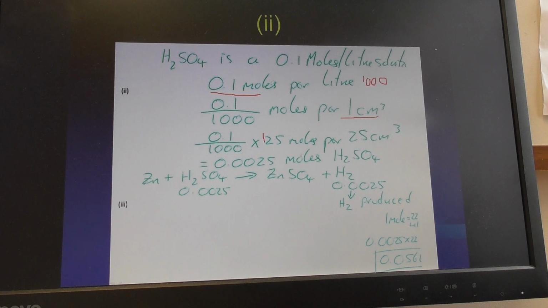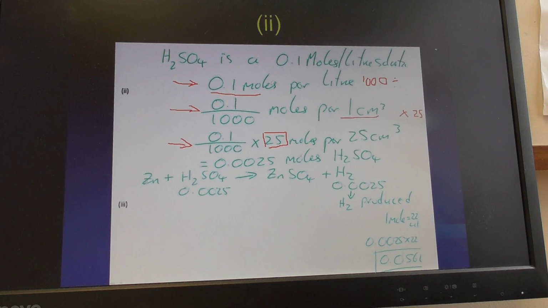We have 25 cm cubed though. So what do you do to 1 cm cubed to get it up to 25? You multiply by 25. We divided by 1,000 here, and then we're multiplying by 25 here to bring it up to how many moles there are in 25 cm cubed. So essentially that's the moles in a litre, that's the moles in 1 cm cubed, and that's the number of moles in 25 cm cubed.